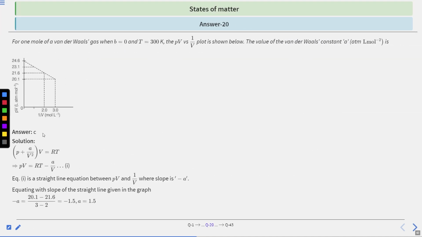Okay, so the correct answer is option C. So (P plus a by V squared) multiplied by V will be equal to RT here, and PV will be equal to RT minus a by V. Consider this as the first equation. Now the first equation is a straight line equation where the slope is minus a, and equating with the slope of the straight line given in the graph, minus a will be equal to, by the maths formula, (y2 minus y1) upon (x2 minus x1). By doing this and putting the values, we get a equal to 1.5. Hence, option C is the correct answer.